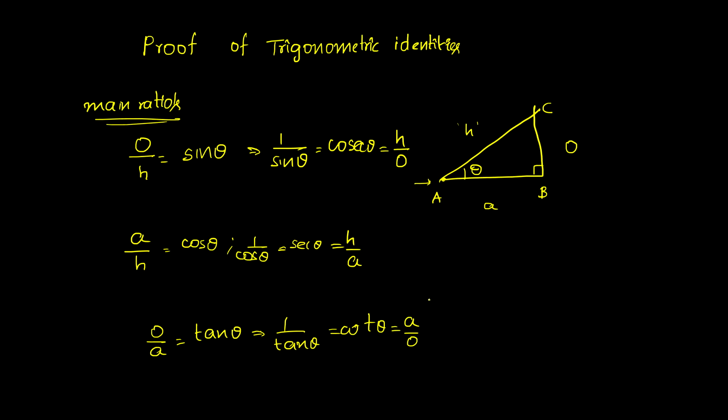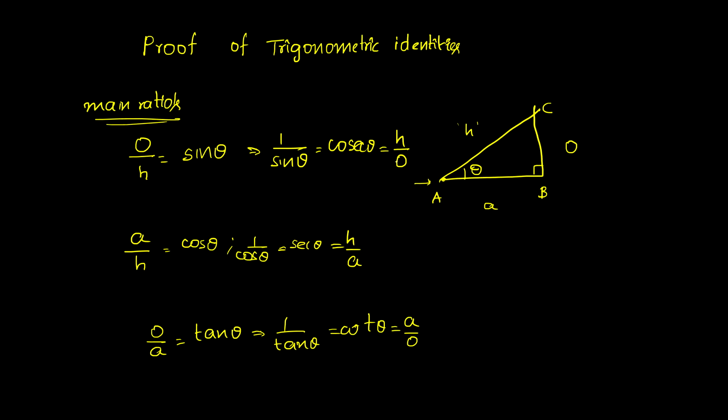So in this way we have a total of 6 ratios derived from the triangle. What we got here is based on the assumptions that opposite by hypotenuse is sin theta, adjacent by hypotenuse is cos theta, and opposite by adjacent is tan theta. So we have to remember sin theta, cos theta, tan theta, and their reciprocals: the reciprocal of sin theta is cosecant theta, the reciprocal of cos theta is secant theta, and the reciprocal of tan theta is cot theta.